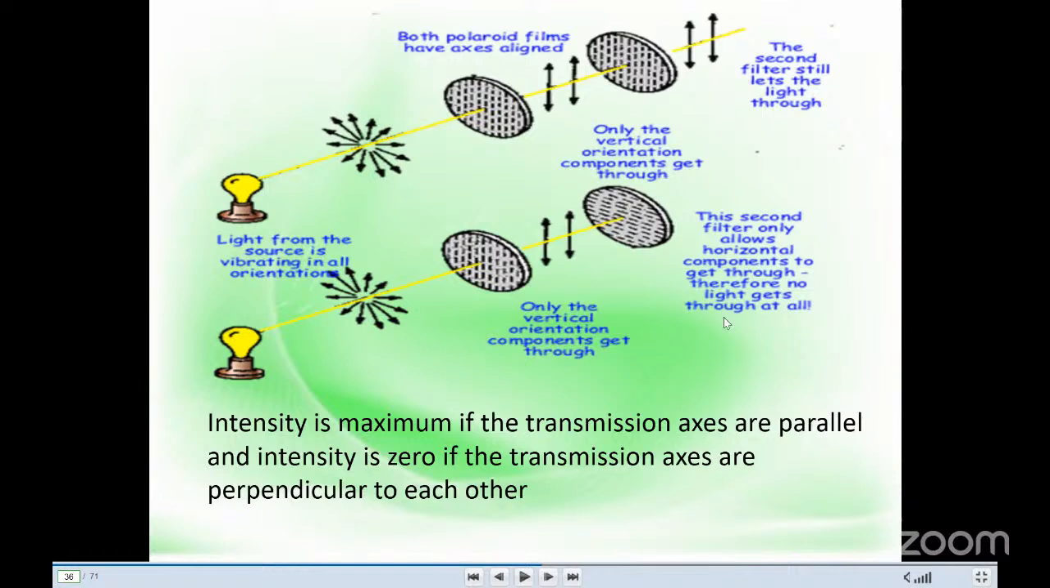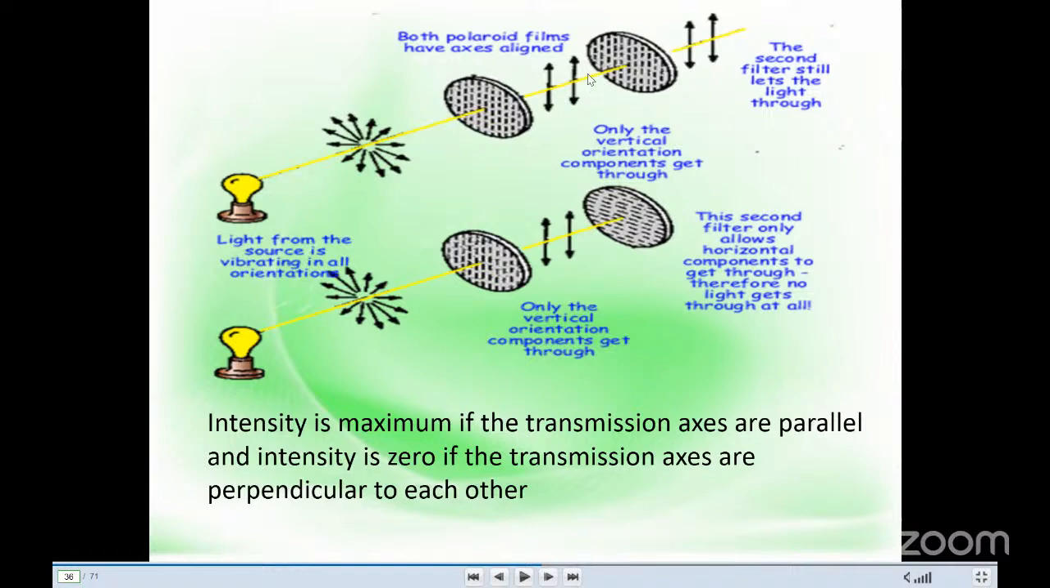So here the intensity is maximum if the transmission axes are parallel, and intensity is zero if the transmission axes are perpendicular to each other. You can see the first diagram indicating this. This is unpolarized light, which is passing through the analyzer and polarizer. Both are parallel to each other.